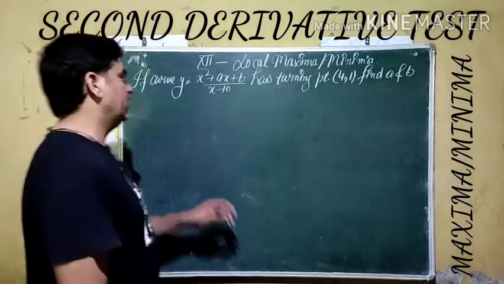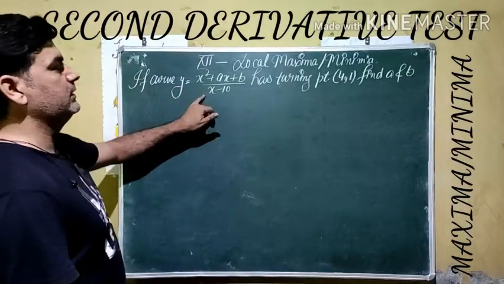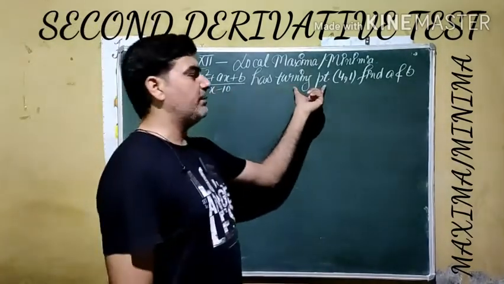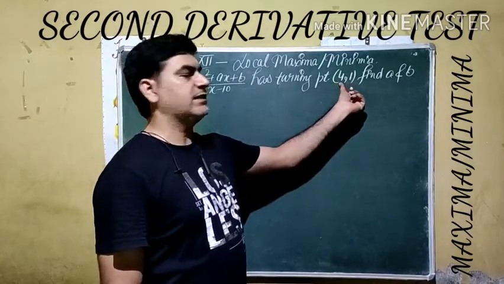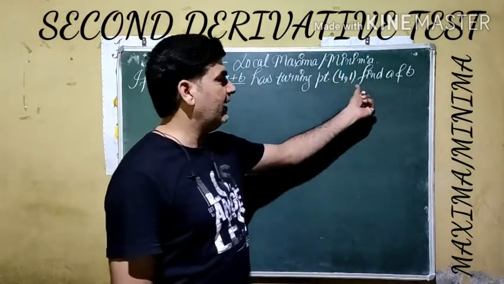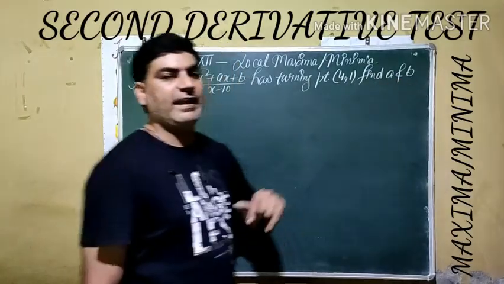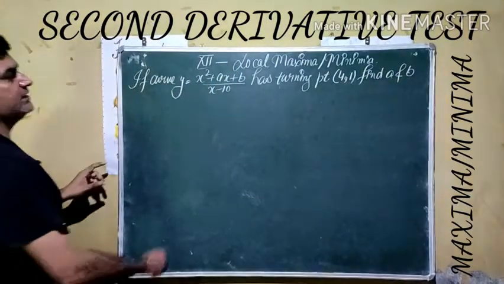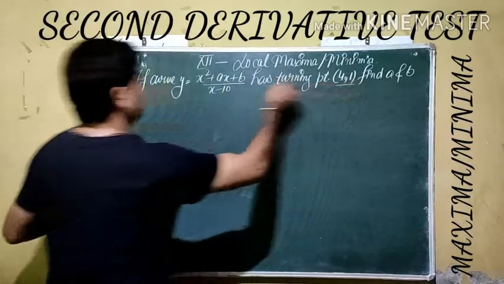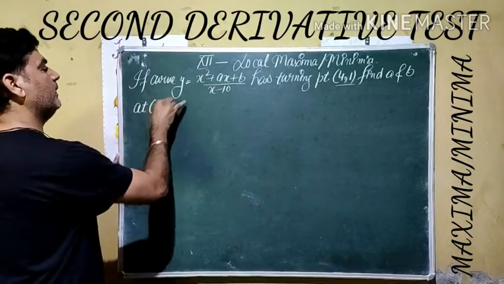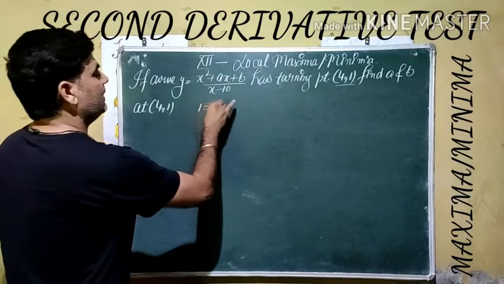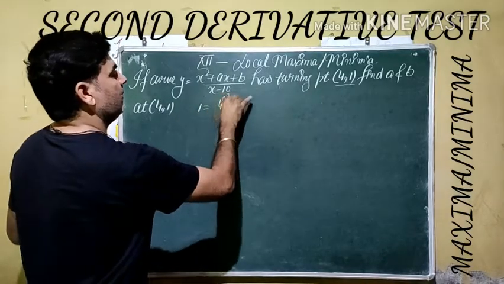Our next question is, given the curve, this has a turning point. Turning point means again critical point. It is like coordinates. So the first value indicates x, second value indicates y. We have to find out the unknown a and b. So first step, as x and y are given, we are replacing it first at 4, 1. Means y replaced by 1, x replaced by 4. We get this one.